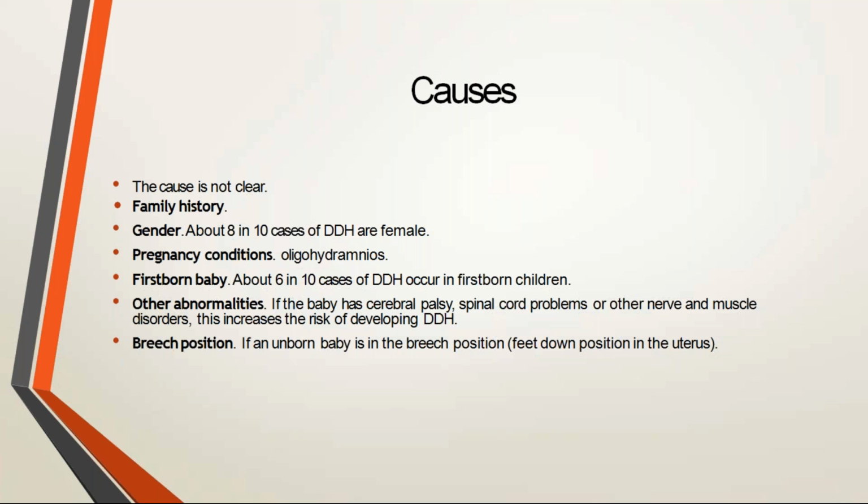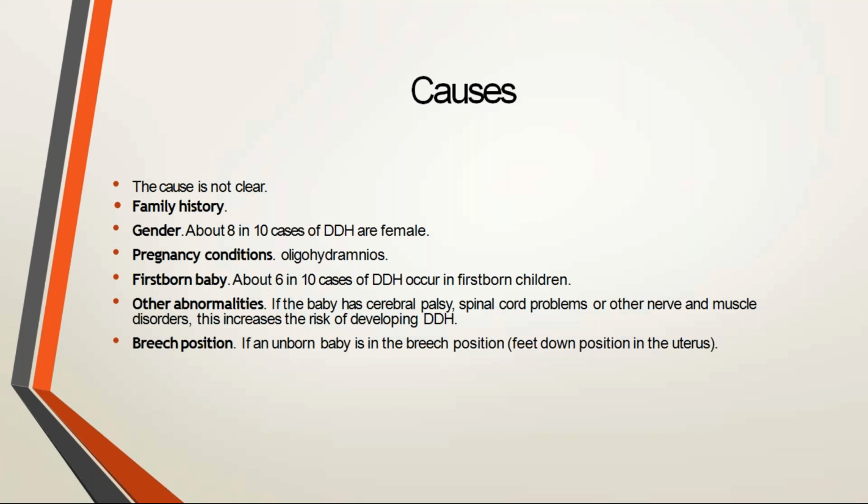The causes, as I already discussed, are pretty unclear. The common hypothesis is family history. When one person in the family is affected, the others in the family or the progeny of that person can also be affected. That has not yet been proved, but that is one hypothesis. And gender: 8 in 10 DDH patients are females.